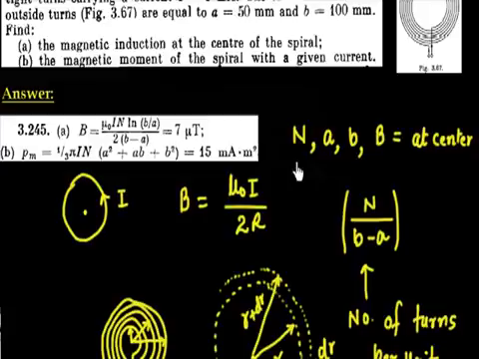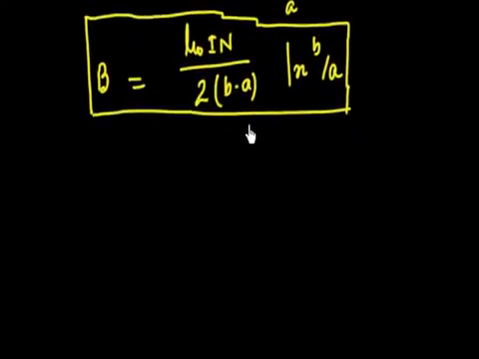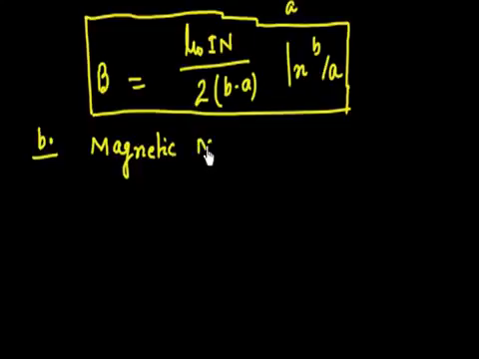Now the second part of the question says calculate the magnetic moment of the spiral with the given current. So we have to calculate the magnetic moment. If you remember, this mu is nothing but I times A, that is the magnetic moment. Did you remember or not?